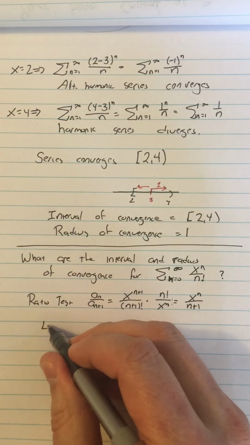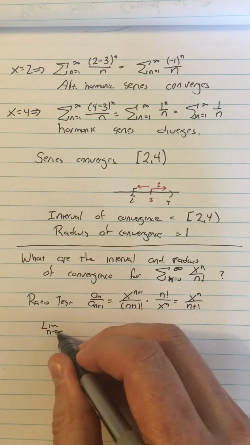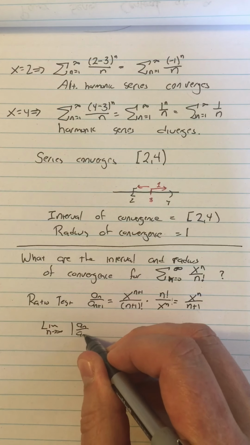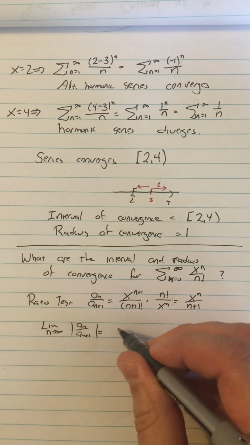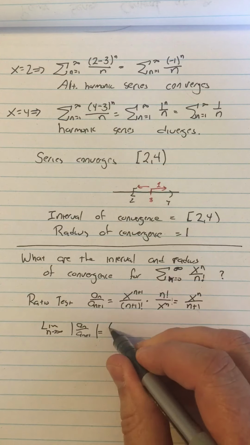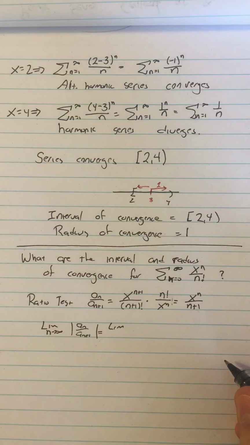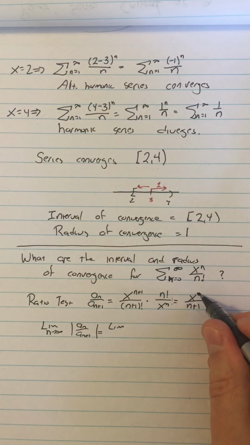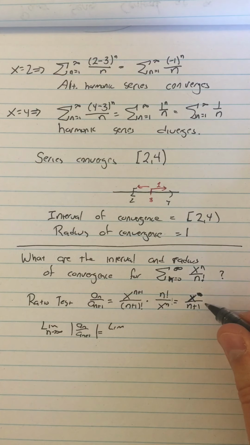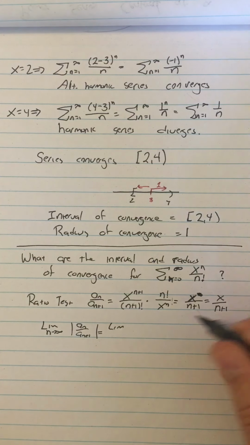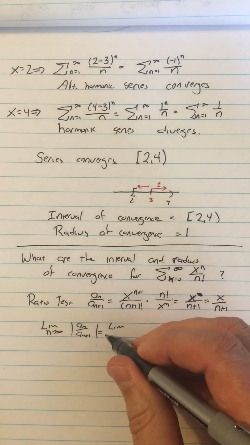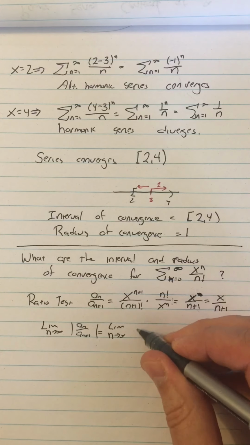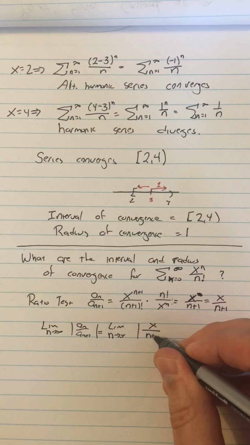Then we look at the limit as n approaches infinity of the absolute value of a sub n over a sub n plus 1. And that is equal to the limit. That's not x to the n, it's just x. That's just x right there, not x to the n. I'm just going to rewrite that, x over n plus 1. Yeah, because there's one more x in the top than the bottom. So I have the limit as n approaches infinity of the absolute value of x over n plus 1.